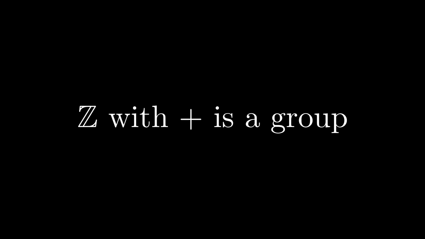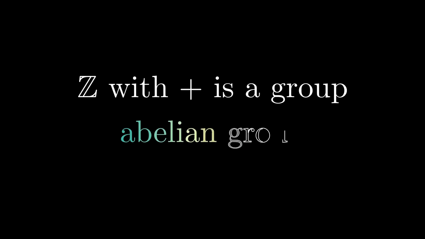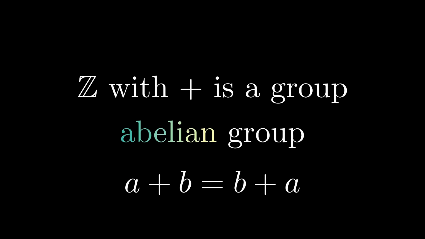Instead, we can look at the integers with addition, which form a group. This group does have the additional property of being abelian, which means that we can interchange 2 elements we are applying the operation to without changing the value.